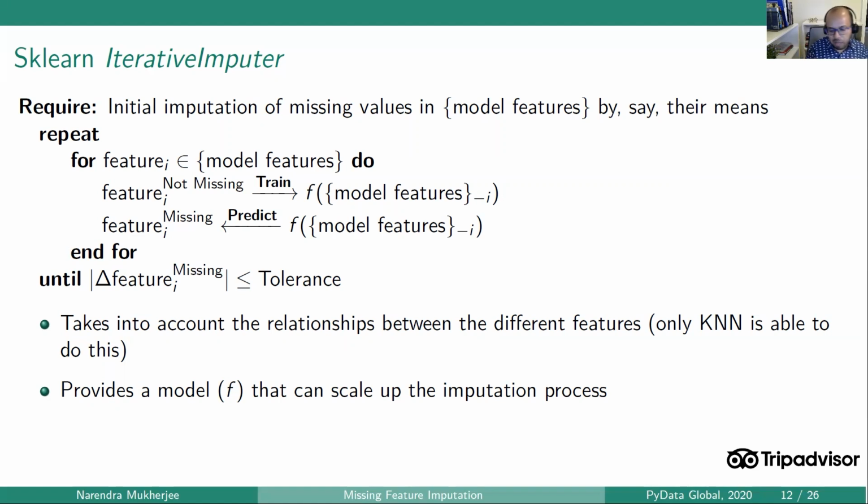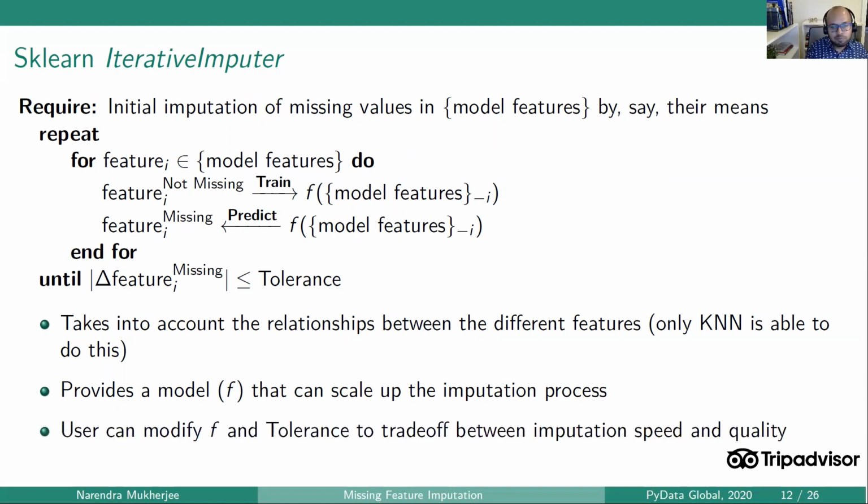To show you an example of how this works in our sort and recommendation system at TripAdvisor, and in addition, as I was saying, the user can modify both F and tolerance to trade off between imputation speed and quality in this setup.